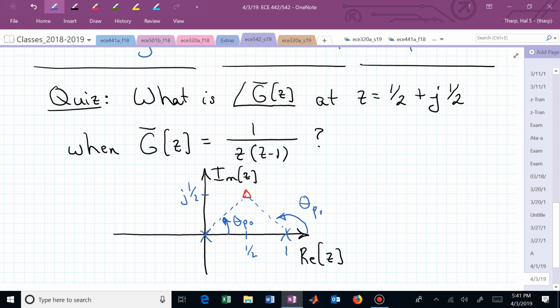Just to change things up a little bit, what if I put a 0 right there? Now I have a 0, and this would be, let's say, plus alpha, or maybe I should call it z sub 0. This is now minus z sub 0. How would I incorporate that in my calculation of the angle for g bar?